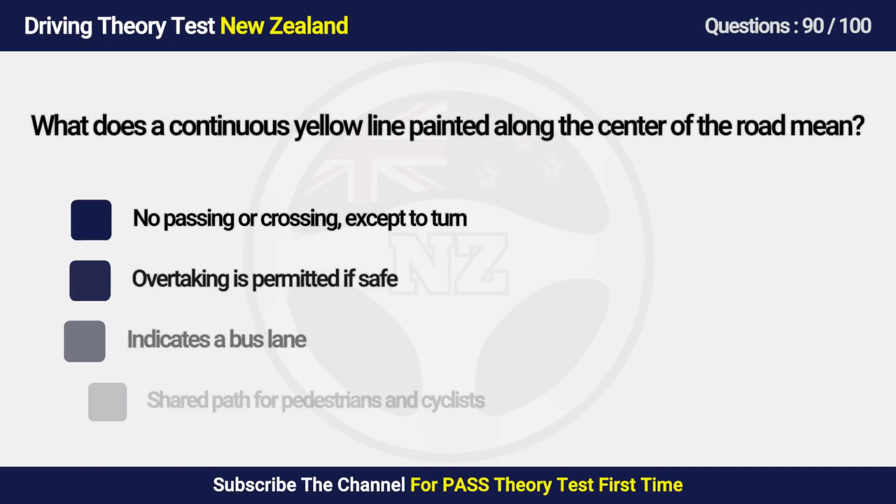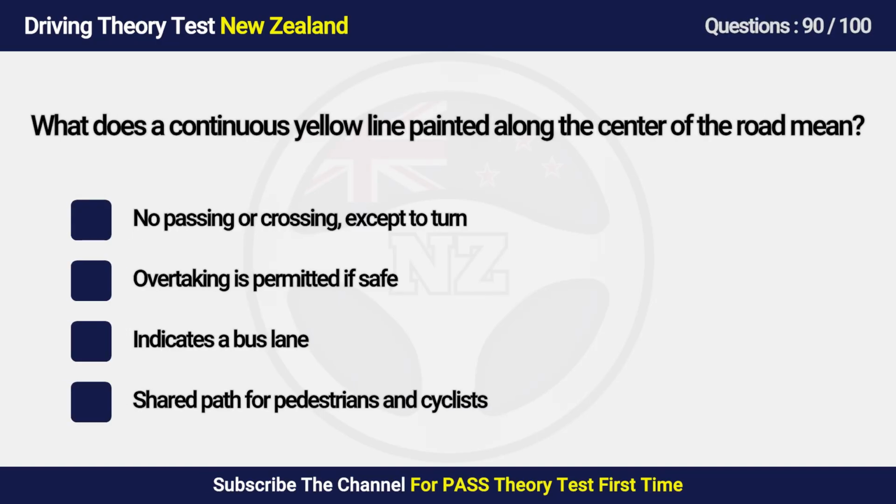Question 90. What does a continuous yellow line painted along the center of the road mean? A. No passing or crossing except to turn. B. Overtaking is permitted if safe. C. A bus lane. D. Shared path for pedestrians and cyclists.